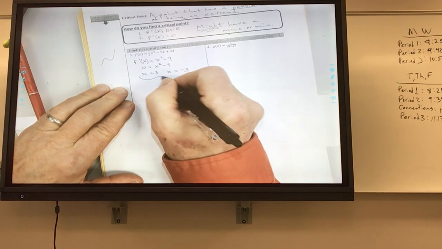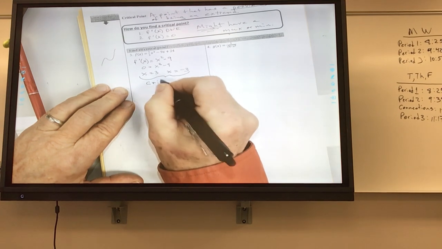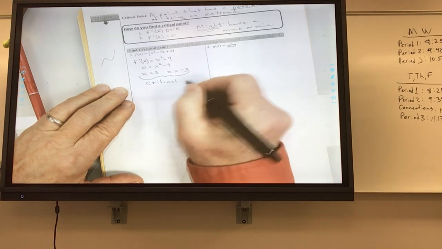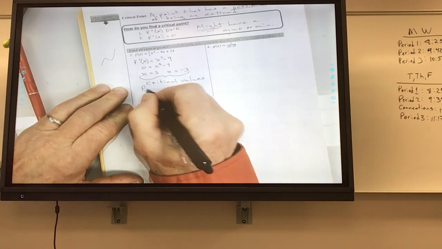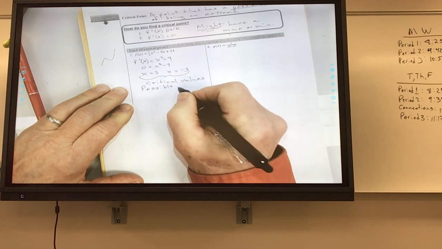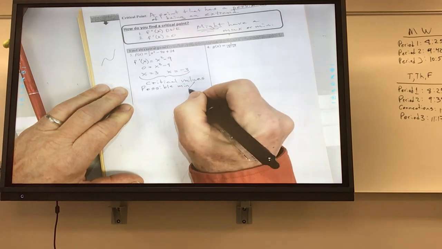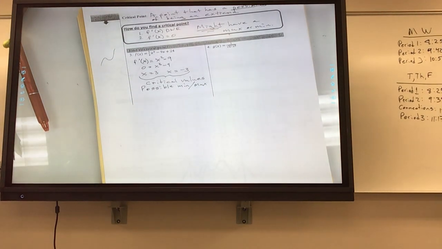So these are, I call them, they're not points, so I call them critical values. They are going to be possible minimum or maximum. And you're going to say to me, really, Kruger? That's as hard as it gets? Yep.